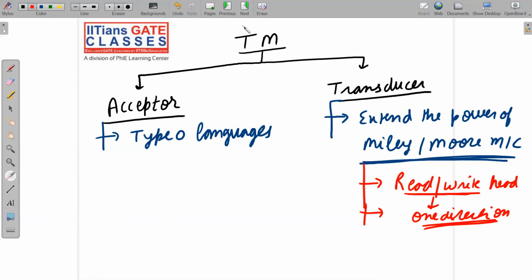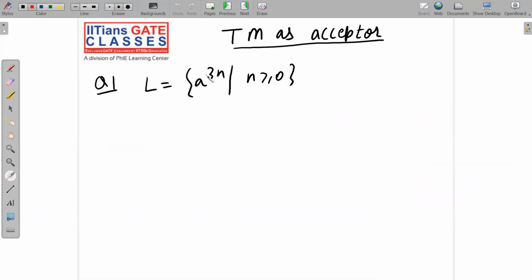Yeah, so let's move to the next slide. And now I will show you some Turing machines as an acceptor. So first is Turing machine as acceptor. The first question is L equals a power 3n, n greater than or equal to 0. Let me make this Turing machine very easily.